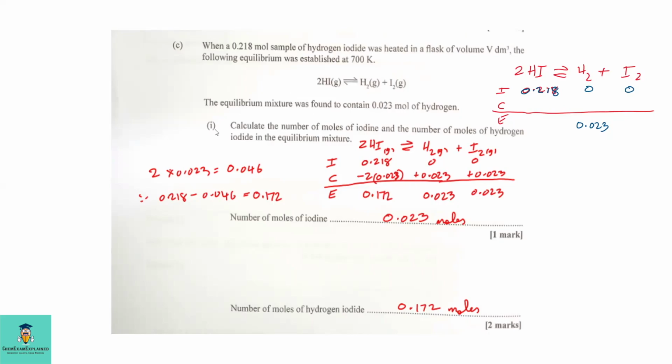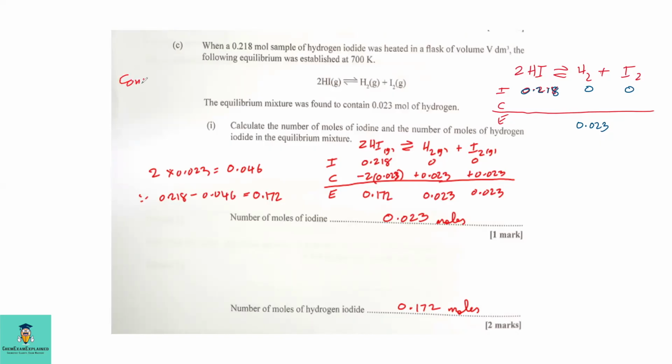The first part of the question requires us to calculate the number of moles of iodine and the number of moles of hydrogen iodide in the equilibrium mixture. So the first thing we're going to do is to establish our ICE table. I is for the initial concentration, C is for the change that will occur, and E is what is taking place at equilibrium. What we have here is 0.218 moles. However, it is in a particular volume in the flask, which is your closed system. So we are going to treat it like it is concentration.